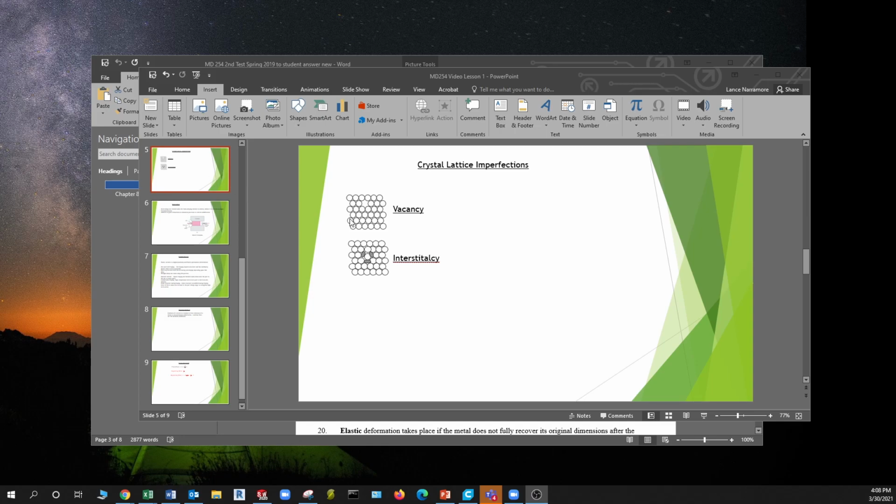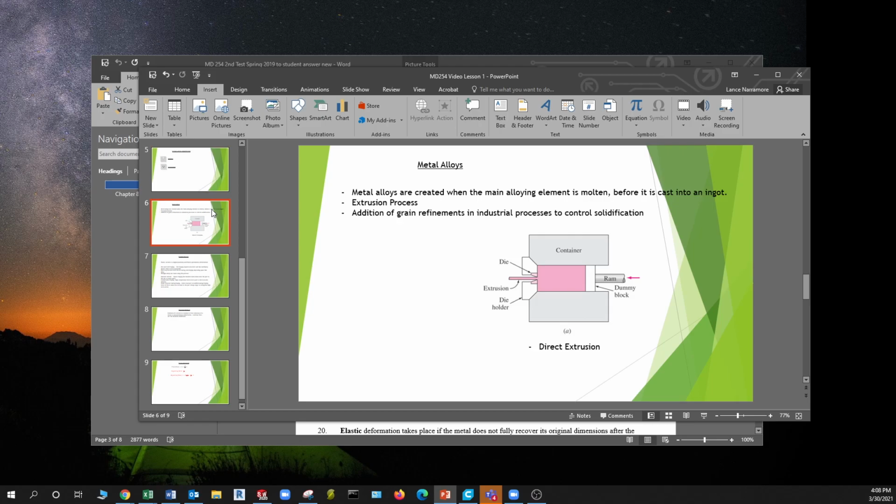All right, so we left off last time on our crystal lattice imperfections with the vacancy, basically a missing atom, and then the interstitial, which would be a different atom of a different element occupying some vacancy defect in a crystalline structure of a main alloying element. So, moving on from that, we're going to start to get into metal alloys a little bit more.